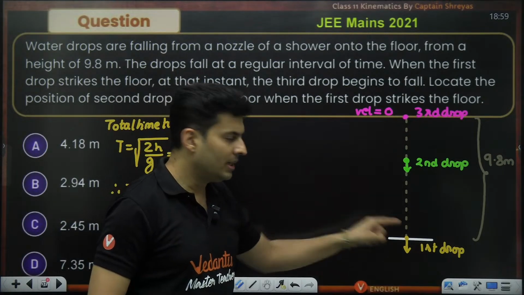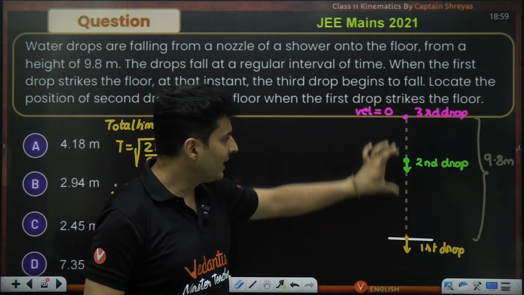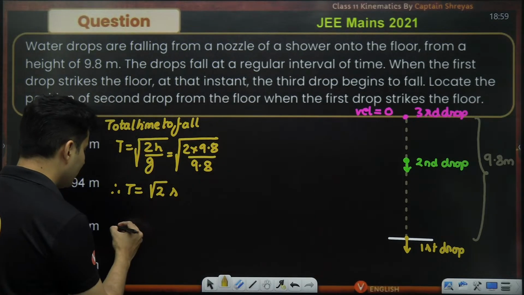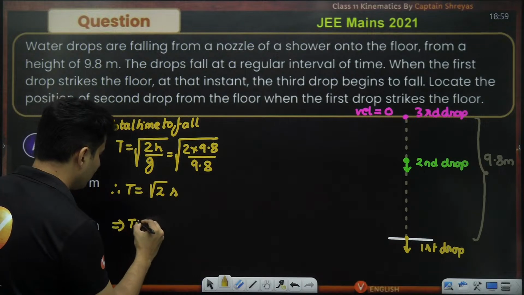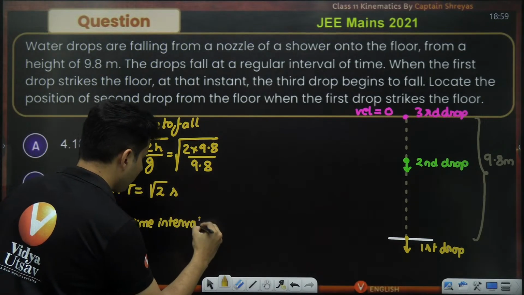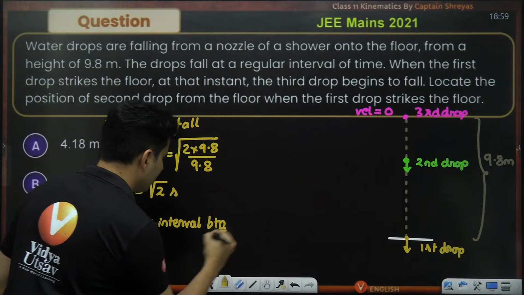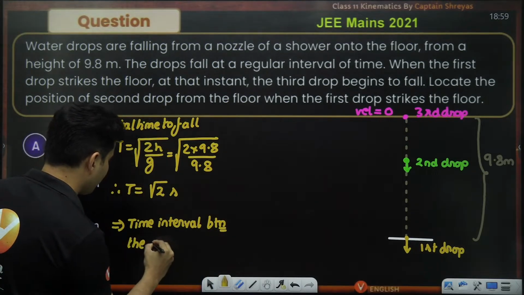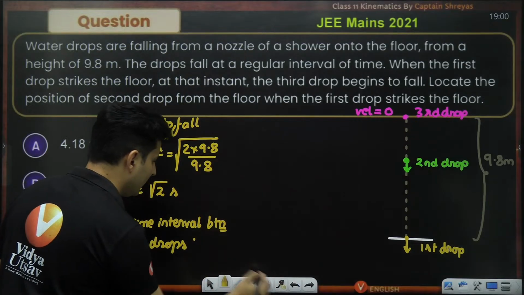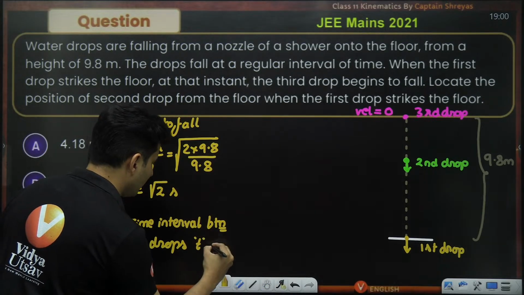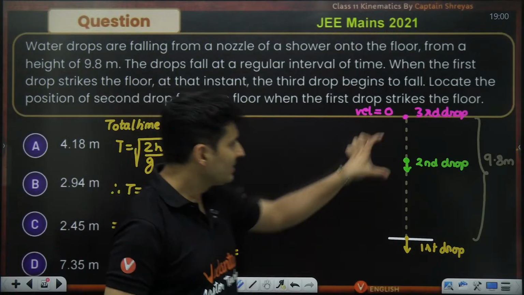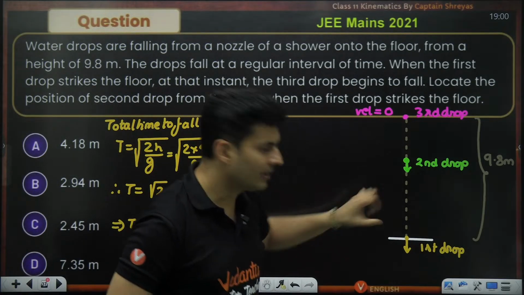From here to here, it takes root 2 seconds. So can you guess what is the interval between every drop? What is therefore the time interval between the drops? Let's say I call it small t. I think it will be total time by 2, because this is one interval, this is another interval.